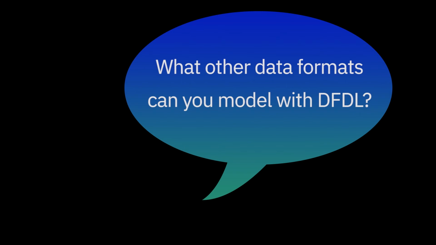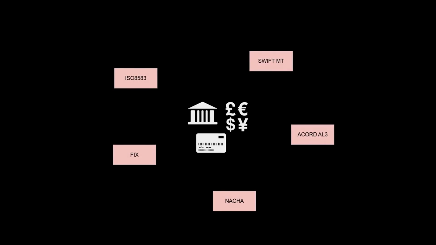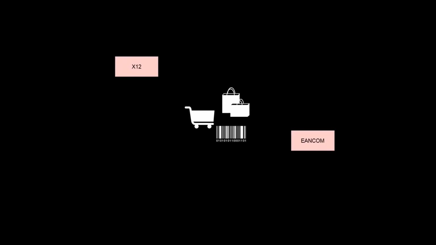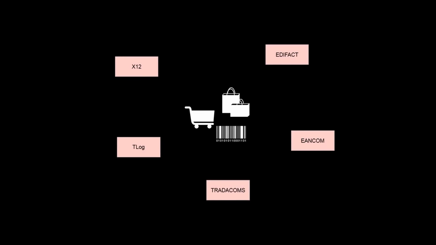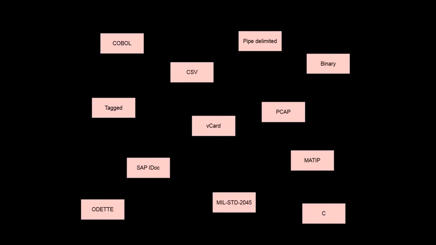So what other data formats can you model with DFDL? You can use DFDL to model a number of industry formats, such as financial data formats, healthcare data formats, retail and commercial data formats, and a range of others, whether standard or custom data formats. So if you have a text or binary data format that you need to understand, whether you have a specification of the data format or actual wire examples of the data, you can probably use DFDL to model and parse it.